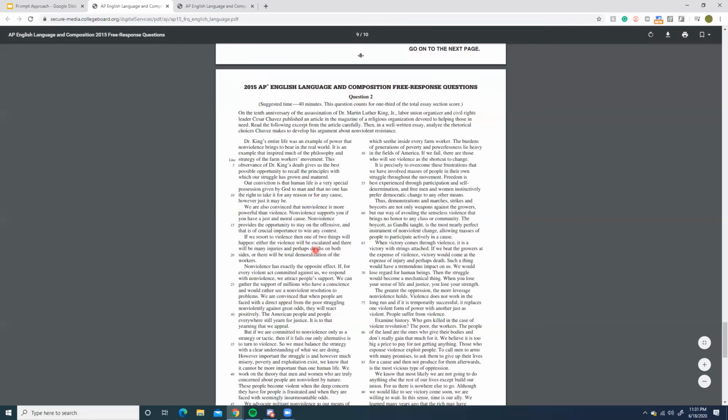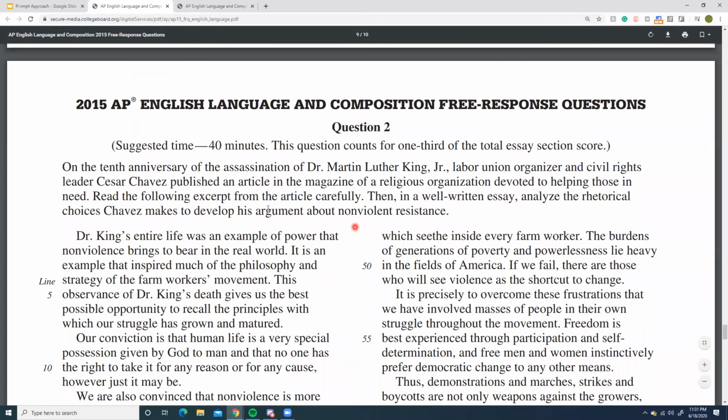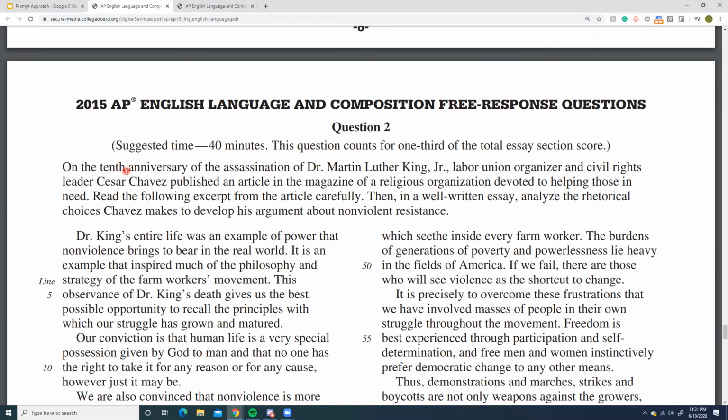All right, so I'll read it out. Scroll in so it's easier to see. On the 10th anniversary of the assassination of Dr. Martin Luther King Jr., labor union organizer and civil rights leader Cesar Chavez published an article in a magazine of a religious organization devoted to helping those in need. Read the following excerpt from the article carefully. Then, in a well-written essay, analyze the rhetorical choices Chavez makes to develop his argument against nonviolent resistance.